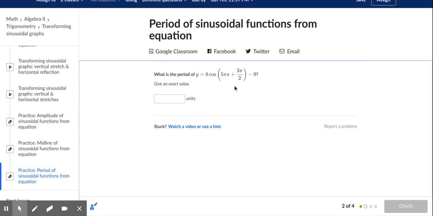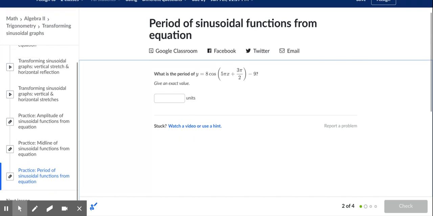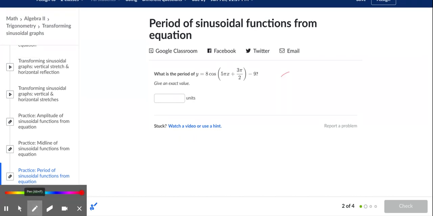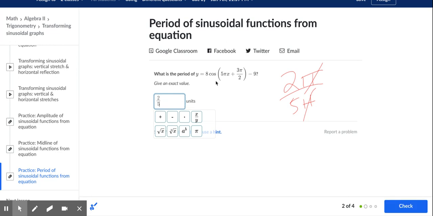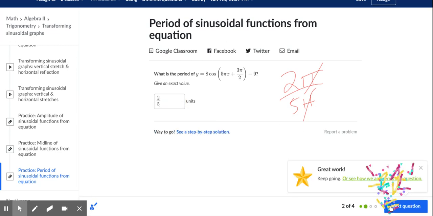So I would do 2 pi divided by 5 pi. Whoopsies, I forgot that my pen wasn't clicked. 2 pi divided by 5 pi is just 2/5. And it says give an exact value, so I'm going to leave it as 2/5. I suppose 0.4 is exact as well, so that would be fine, but I would leave it as a fraction just to be safe. And that would be my answer. So I'm just taking whatever this is and dividing 2 pi by that number.